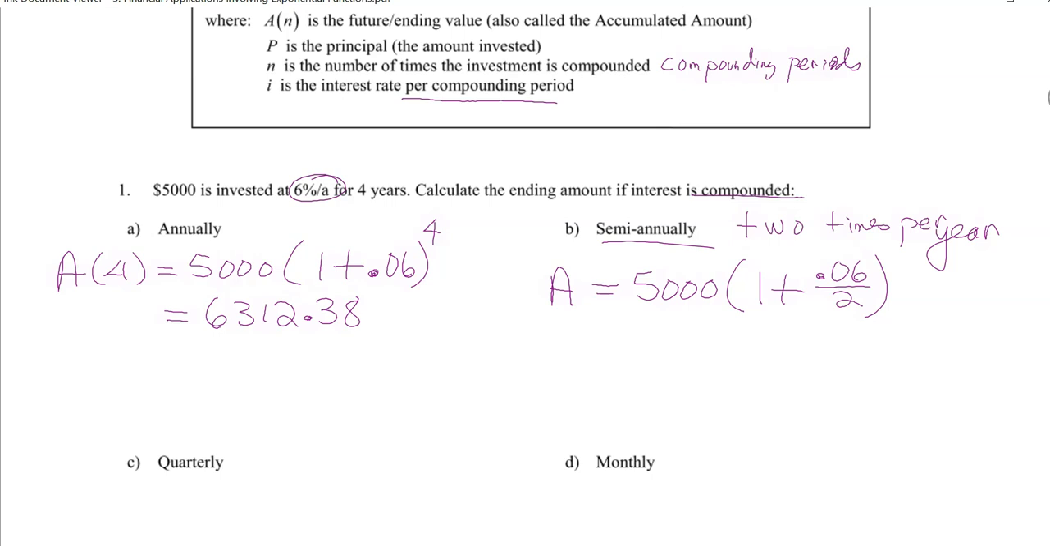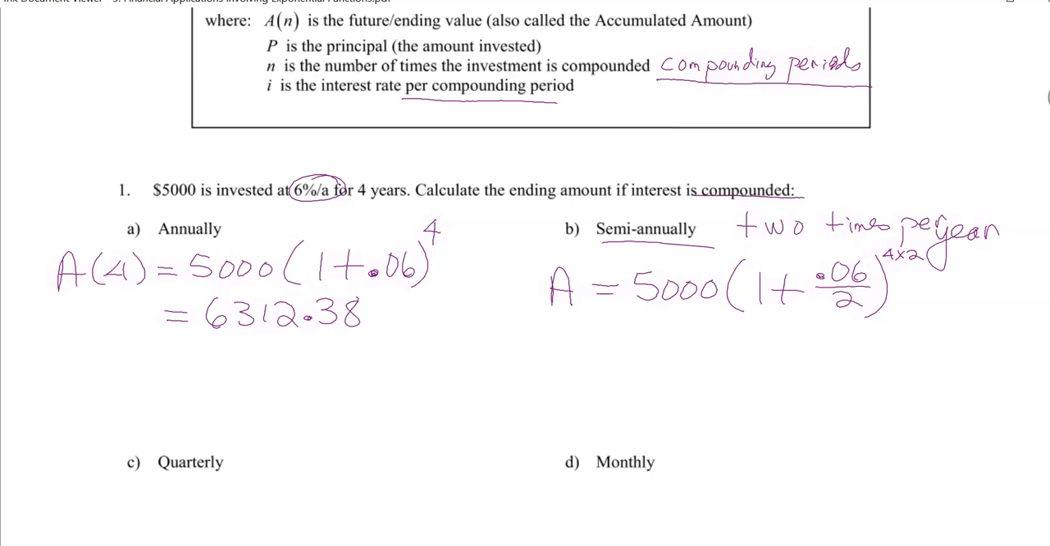But we get it twice a year, so this becomes 4 times 2. So 4 years, but we're getting paid twice a year, which is 8 compounding periods. If we get paid twice a year for 4 years, then we get paid 8 times. So think about it, you put the money in January, at the end of June you're going to get paid interest, but not 6%. 6% is for every year.